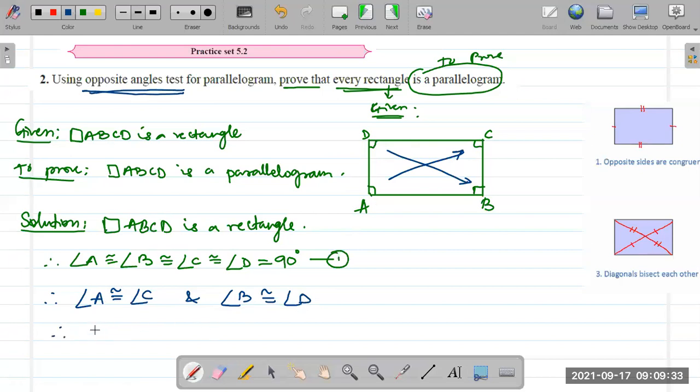Therefore, what can we say? Therefore, the quadrilateral ABCD is a parallelogram. And we are going to write out the reason here. What is the reason?